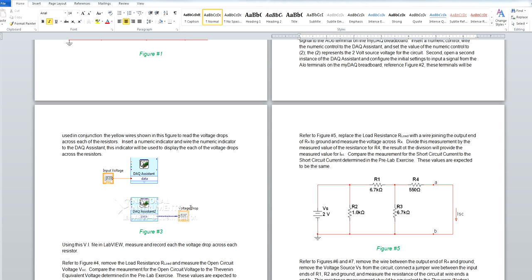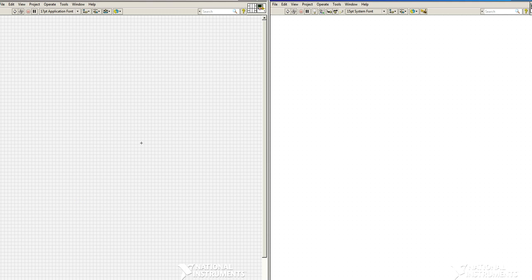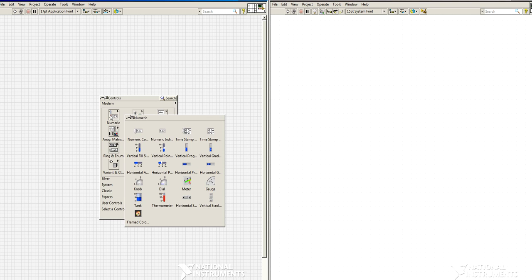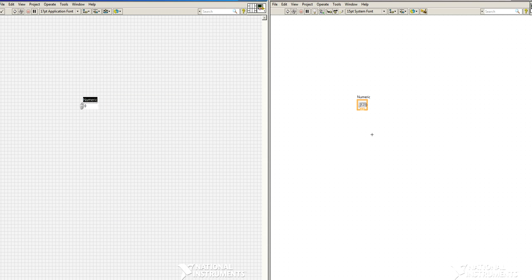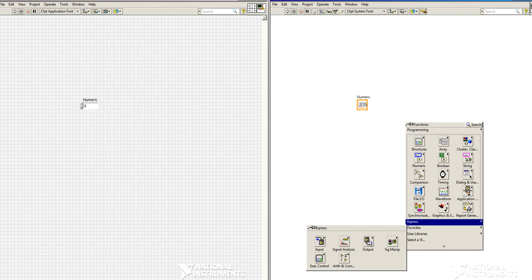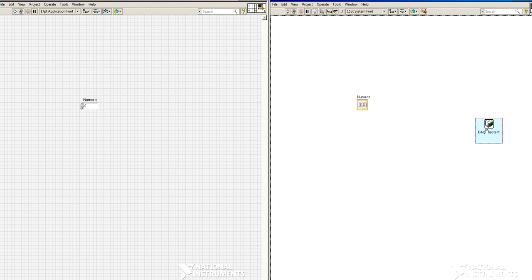The voltage drop readings across the load resistance that you saw in Figure 2 with the 2 longer yellow wires will come back to the LabVIEW software via the myDAQ assistant, as shown in the lower half of the block diagram in Figure 3. As an example of how this is done, we're going to create a numeric indicator, as well as a myDAQ assistant.